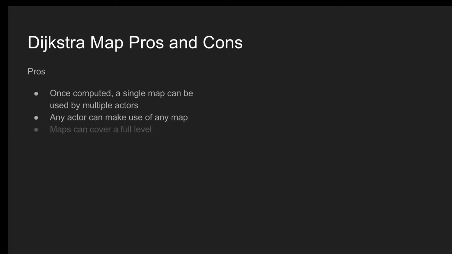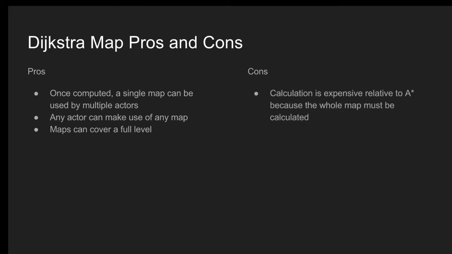So the pros to this is that you can generate one single map and multiple actors can use that. And any actor can make use of the map at the same time. The map can cover the full level. And those are all things that really A-star can't do. The cons is that the calculation is expensive relative to A-star because you're doing a calculation for the whole map. Whereas A-star, basically, it's processing up until it finds the solution and then it stops. So if you're lucky and you're doing a short path with A-star, it's a pretty quick calculation.